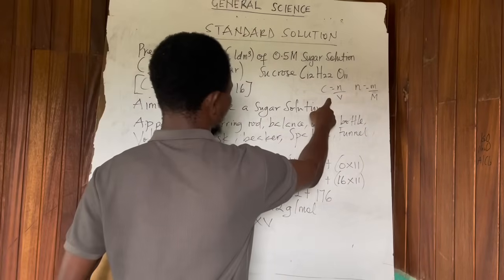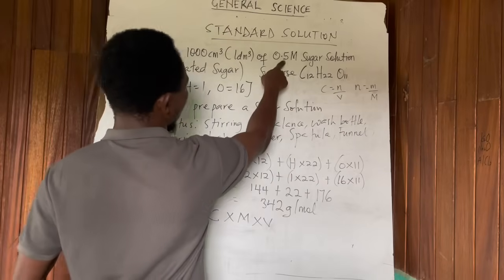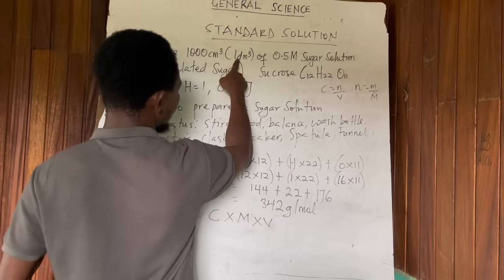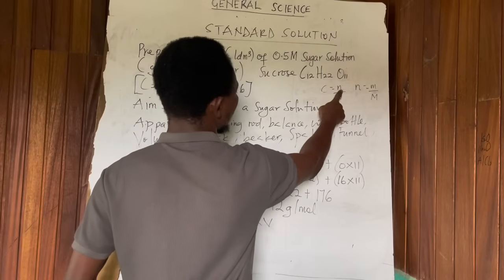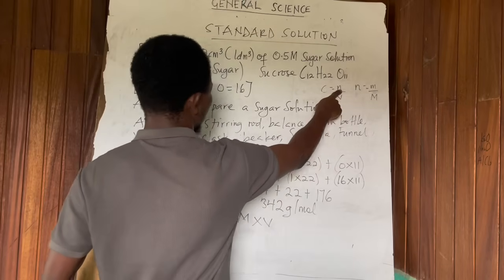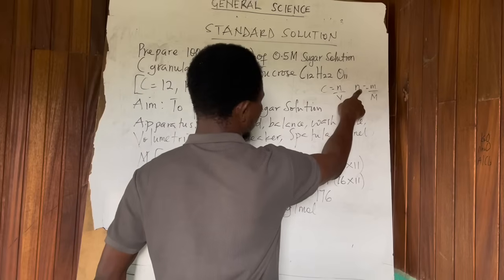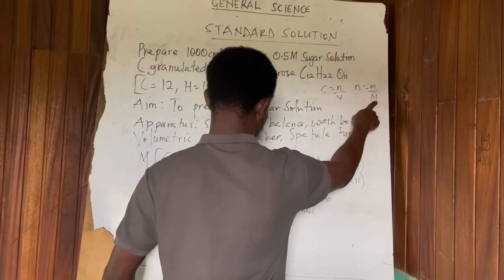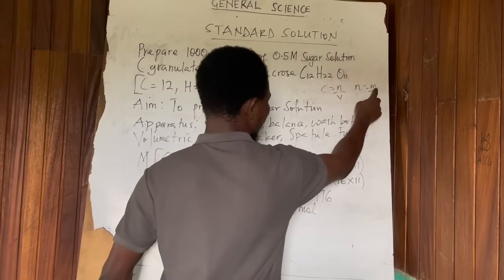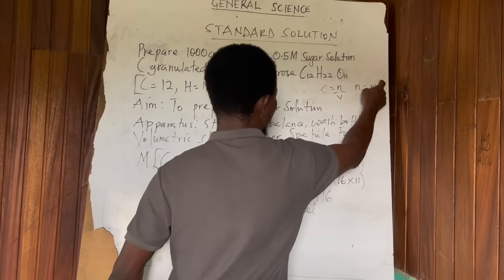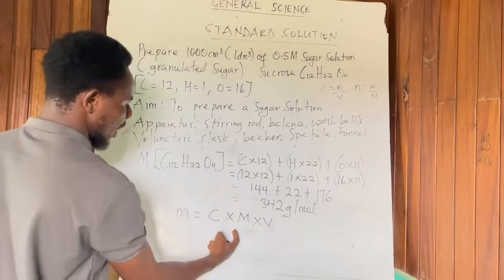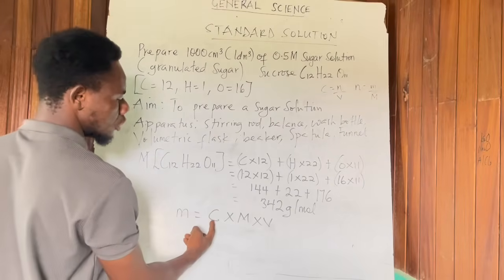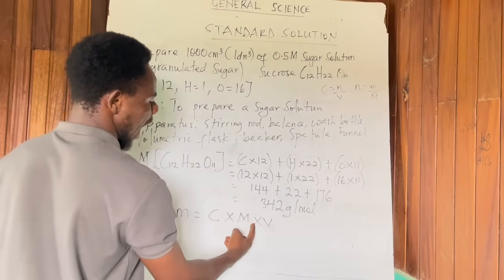This means I have my concentration here, and I have my volume here, 1 dm cubed. So I can use this formula to find my amount of substance. If I find my amount of substance, I can put it in this formula here. I have my molar mass here, then I use it to find my mass. If I don't want to use this long process, I can just use this formula: mass equals concentration times molar mass times volume.